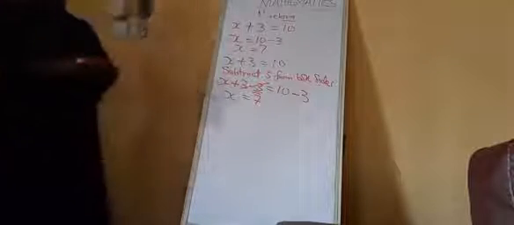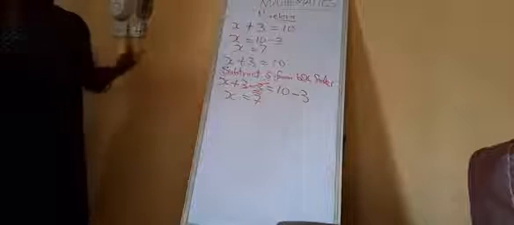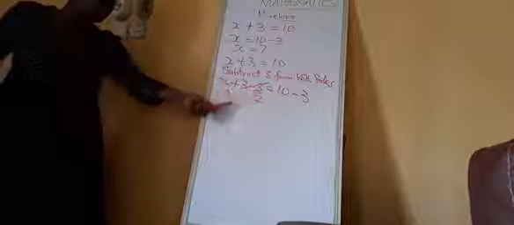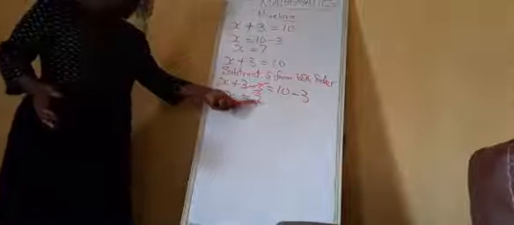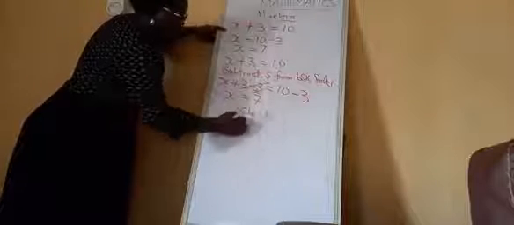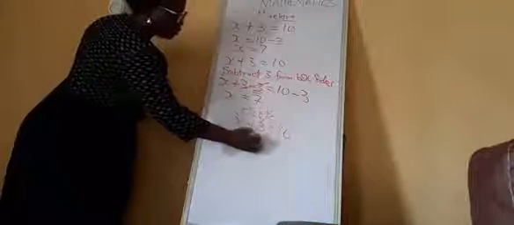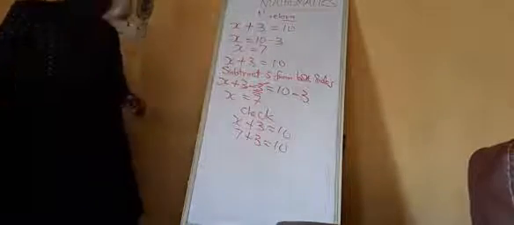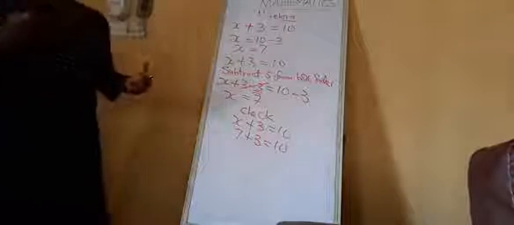And from here now, you can easily check if what you are solving is correct. So how are you going to check? Whenever you see x, you replace it with 7. So from the question, where you have x plus 3 is equal to 10, what is my x here? 7 plus 3 is equal to 10. So, is it correct? Yes, it's correct. Now, can we move a little bit higher? Yes, we can do.